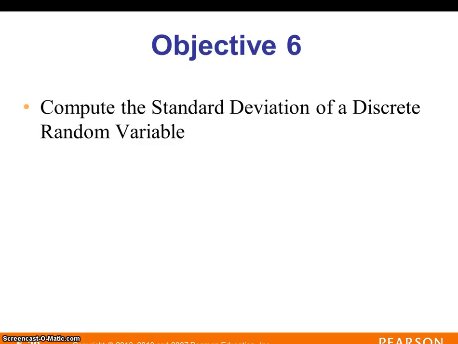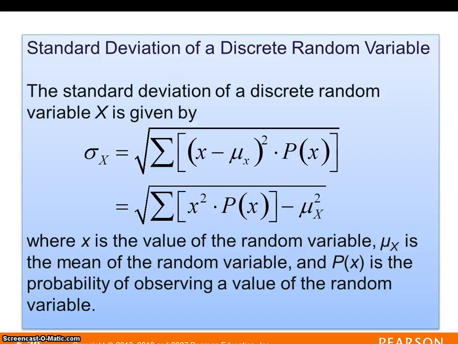Okay, well, let's look at objective 6 here. Objective 6 is about computing the standard deviation of a discrete random variable. So we talked about computing the mean, so how do you measure the spread? Well, in this case, you can use this sort of complicated looking formula here. What we're doing is taking the mean, subtracting it from each data point, squaring it, and then multiplying by the probability, adding those together and taking the square root. Or what might be easier if you're computing it by hand is to use the second formula. It's equivalent to the first one.